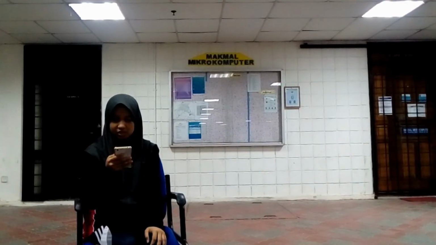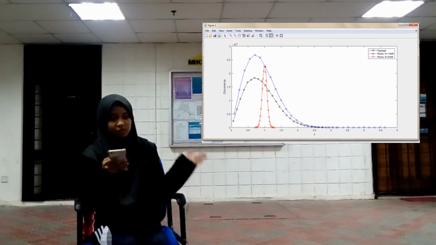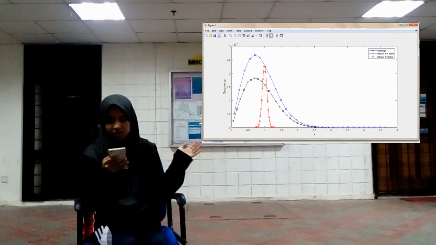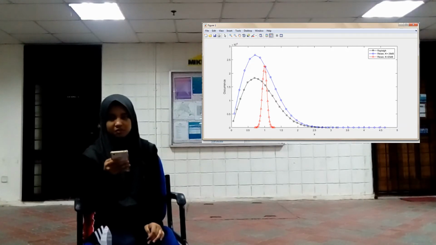Rician fading usually happens in line of sight, while Rayleigh fading happens in non-line of sight. From the graph, we can see that the Rician is approaching Rayleigh when K is negative 38 dB.